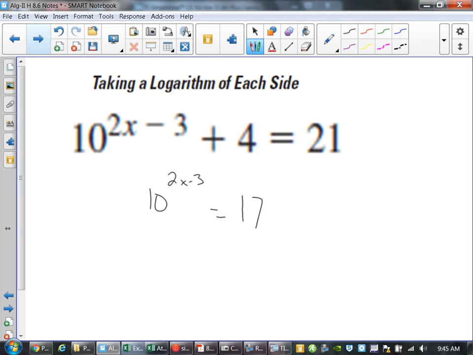And now how do I get that 2x minus 3 to drop? Log 10. Now, do I have to do log base 10 or can I just press log? You just press log. If you just press the log button, it's already standardized to base 10. So then I get 2x minus 3 is the log of 17.